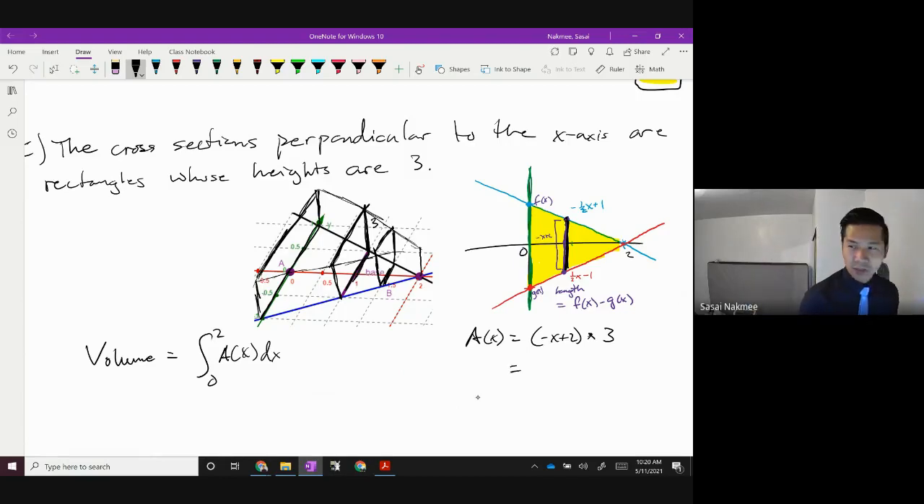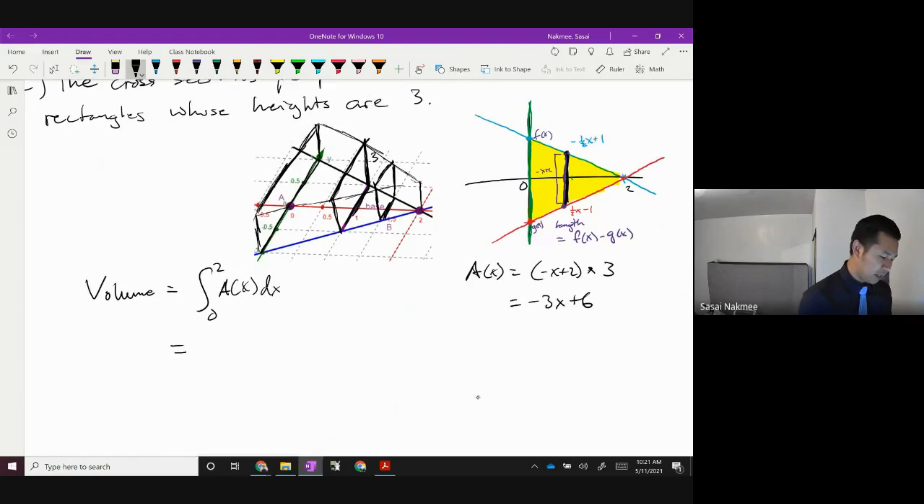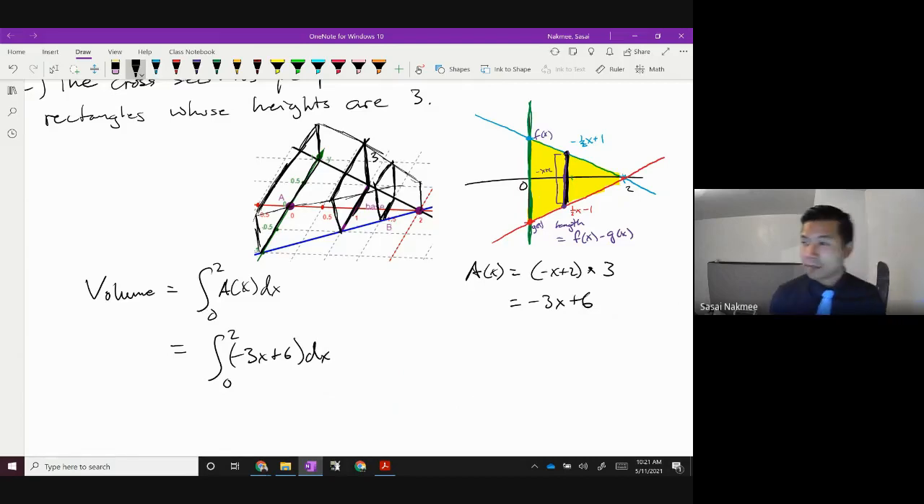So what's my area function? Let's just distribute that 3 right there. This is going to be negative 3x plus 6. So when I calculate this volume, this is going to be the integral from 0 to 2 of negative 3x plus 6 dx. And that's it. And then you just calculate that out and see what you get. So some of these can be a little bit easier. Rectangles, squares, I say, are the easier ones. Circles and triangles are the ones that are a little bit more annoying, but it is doable. You can kind of figure them out. It's just a little strange.